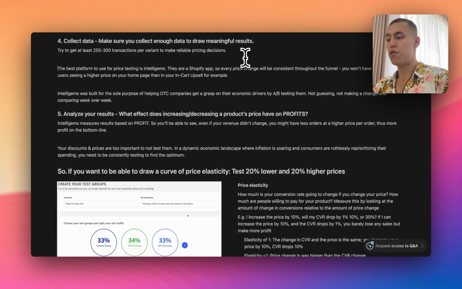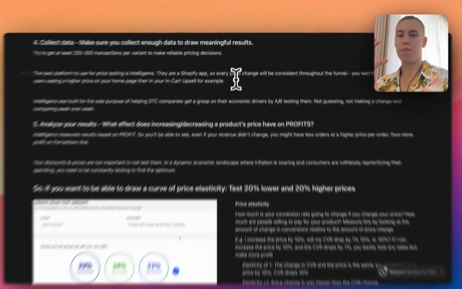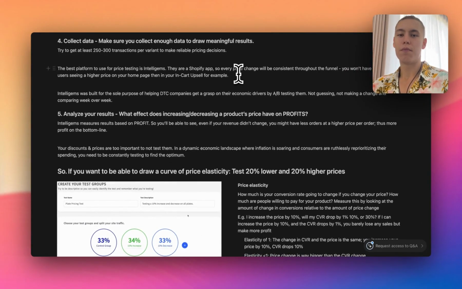And the best platform to use for price testing is Intelligence. It is a Shopify integrated app. Every price change will be consistent throughout the whole funnel. That's one of the best things about it. There's innovation on top of innovation. One of the good things is that wherever you have that product price, whether on the home page, in your collections page, on the PDP, in the cart, or on the thank you page as a post-purchase upsell, it's always going to stay the same.